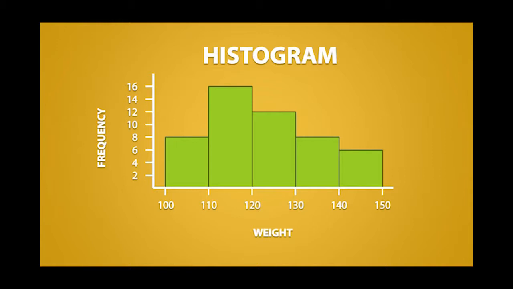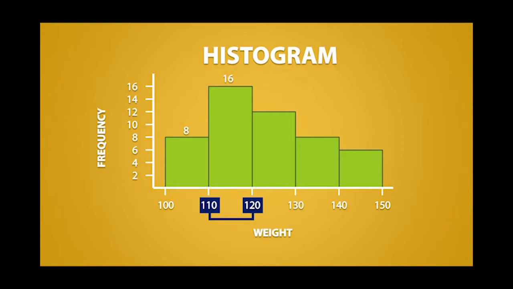To read a histogram, you first pick one of the intervals and determine its height. So for the interval between 100 and 110, we see that the bar has a height of 8. This means that, from the data we collected, 8 people weigh between 100 and 110 pounds. For the next interval, we see that the bar has a height of 16.